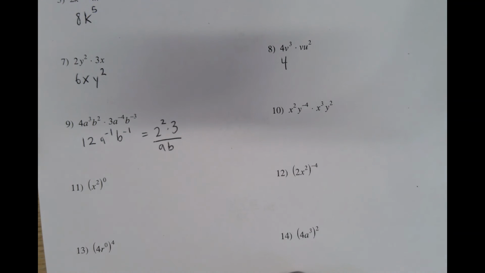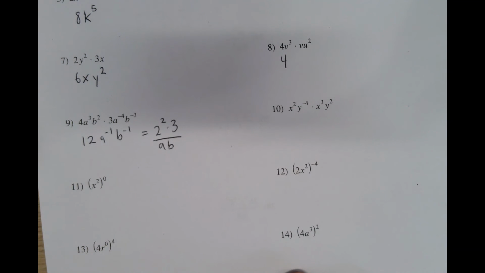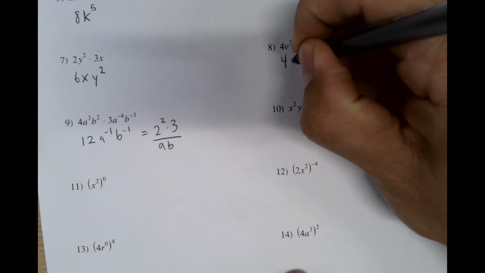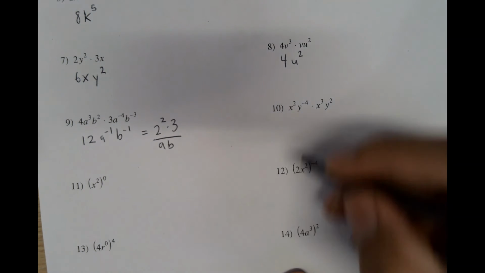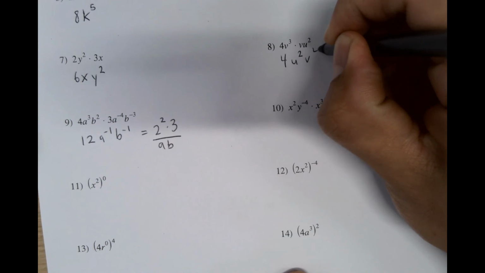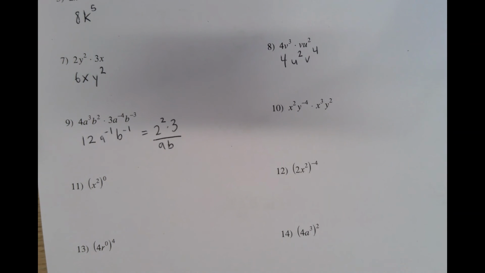Alphabetically, I don't know why they wrote it V and then U, but U is, I think, alphabetically the first one. How many U's are we multiplying here? There's only 2, so you would just write U to the 2nd power. How many V's are we multiplying here? We have V to the 3rd power, and we also have a V. So we have 4. So it would be V to the 4th power. Well, you have V to the 3rd power times V to the 1st power.